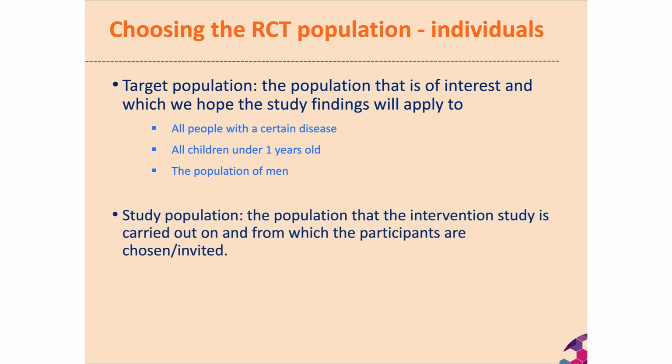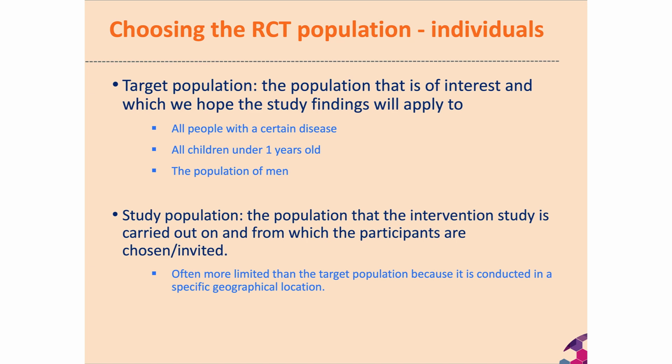And from that target population, we will get the study population. We will recruit people to our study. And often this is more limited than the target population because it's often conducted in a specific geographical location. So while we might try for representativeness, often we won't get it in randomized controlled trials.